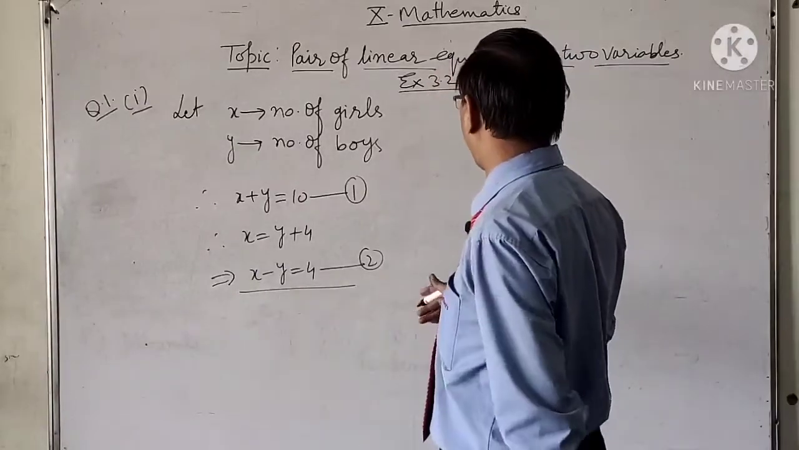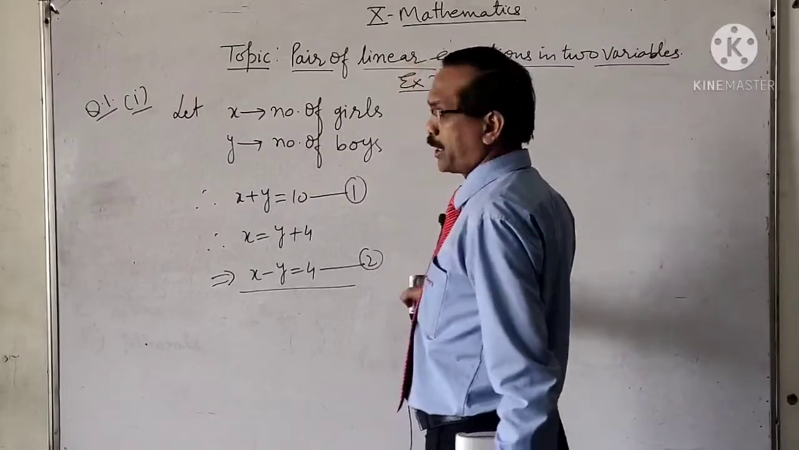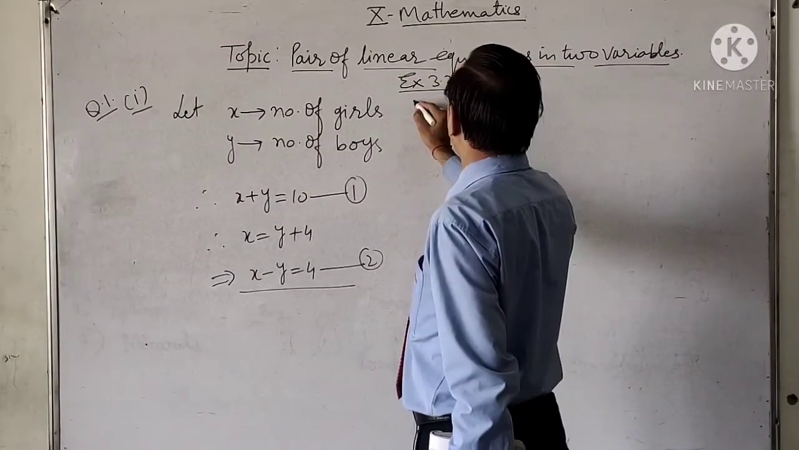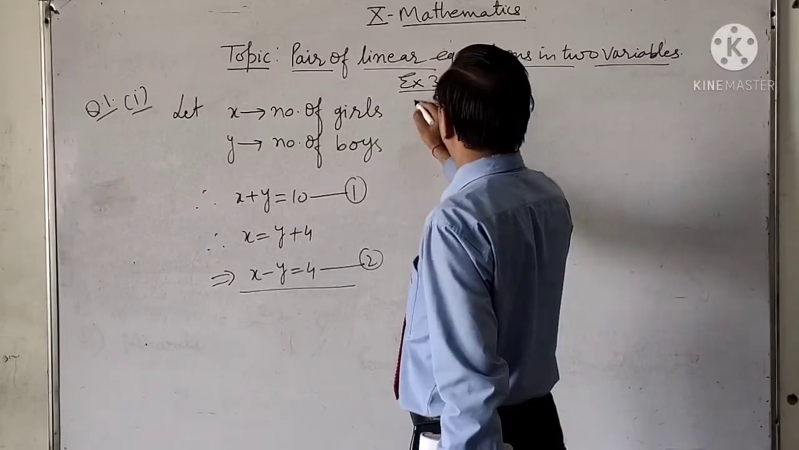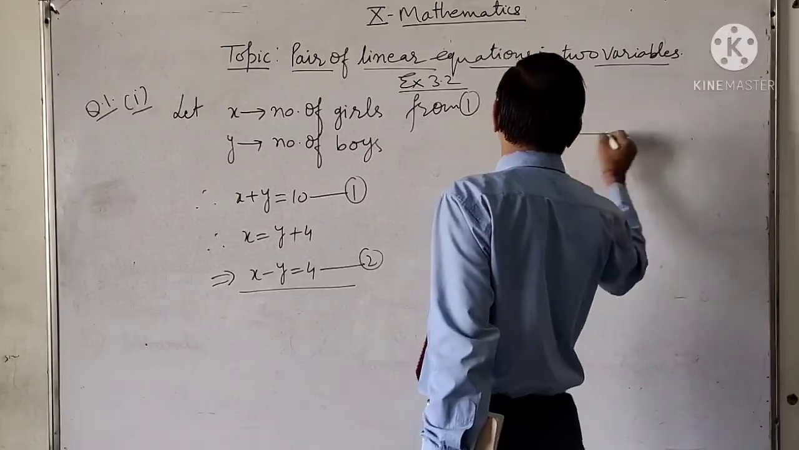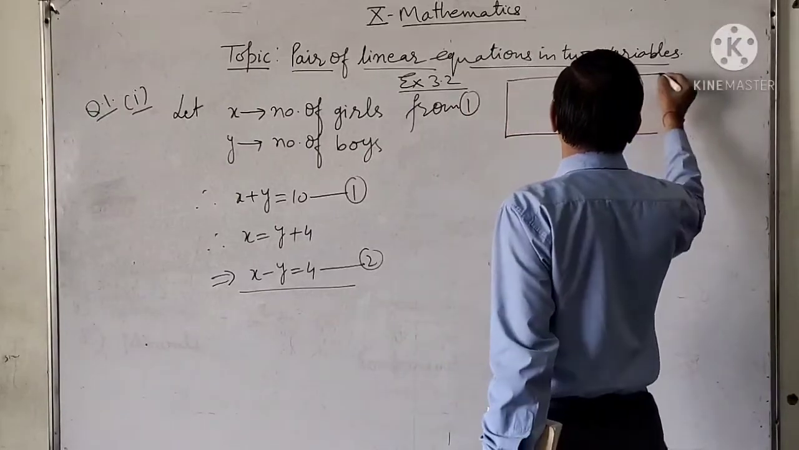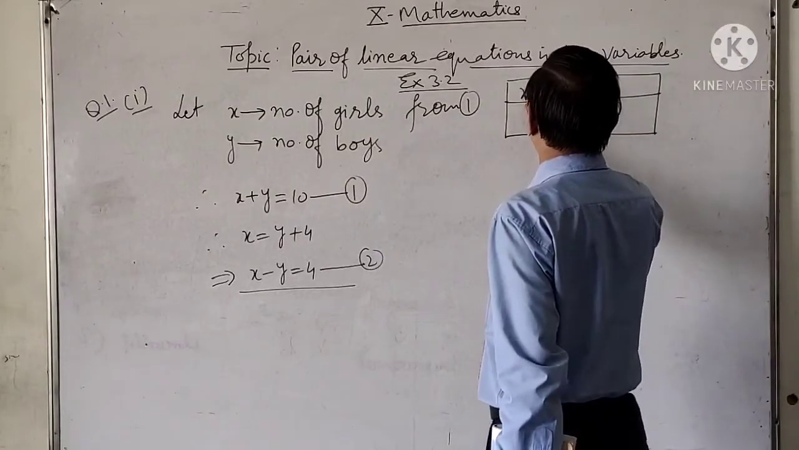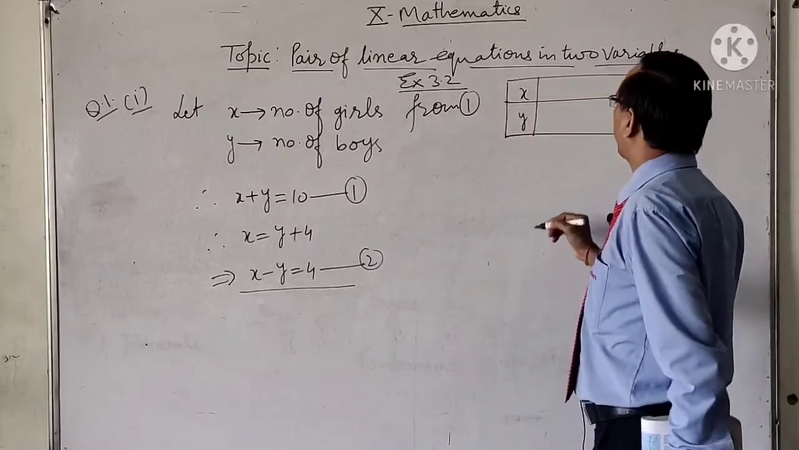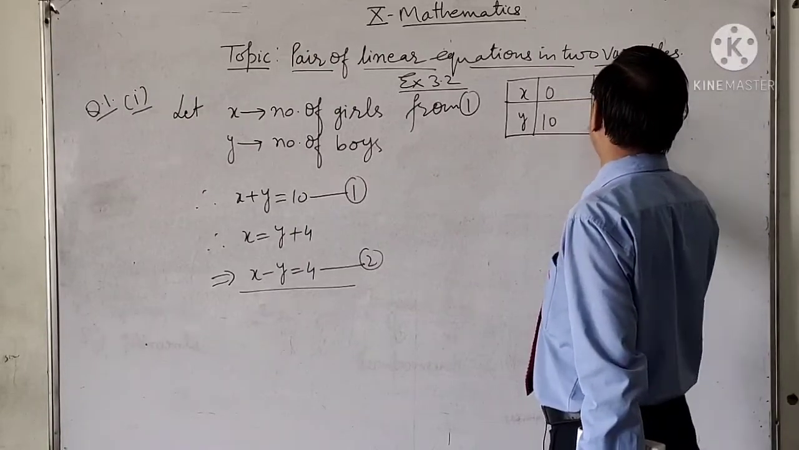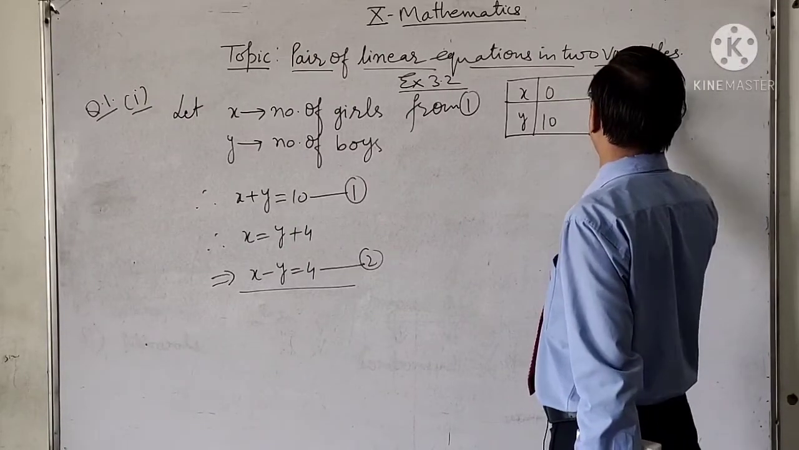Student, we will make the graph. So there are two equations, and we will make two tables. This is from equation 1. We will take two variables x and y. When x equal to 0, then y is 10, and when y is 0, then x is 10.